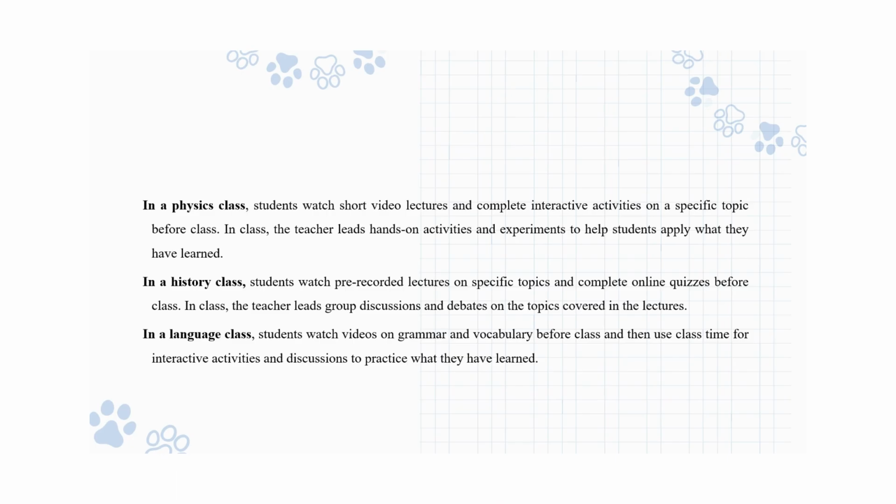In a history class, students watch pre-recorded lectures on specific topics and complete online quizzes before class. In class, the teacher leads group discussions and debates on the topics covered in the lectures. In a language class, students watch videos on grammar and vocabulary before class and then use class time for interactive activities and discussions to practice what they have learned.